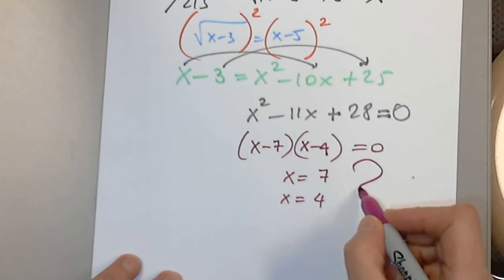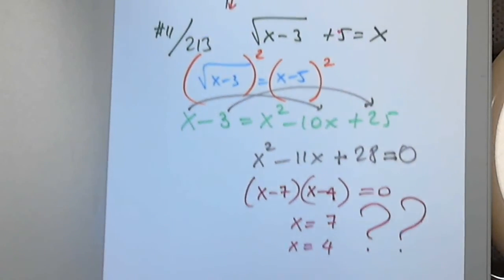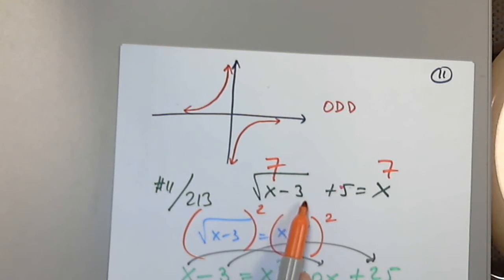Very good. What is that? You gotta plug it in, because we squared both sides. Squaring both sides, cubing both sides is not entirely legitimate. So I go back with 7. 7 minus 3. 4. Let's go to 4.